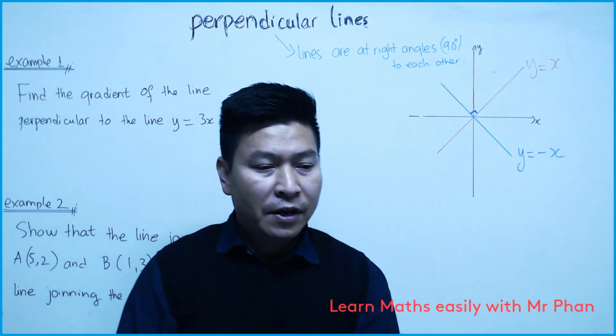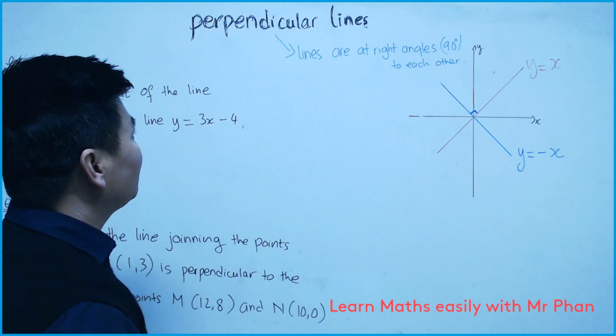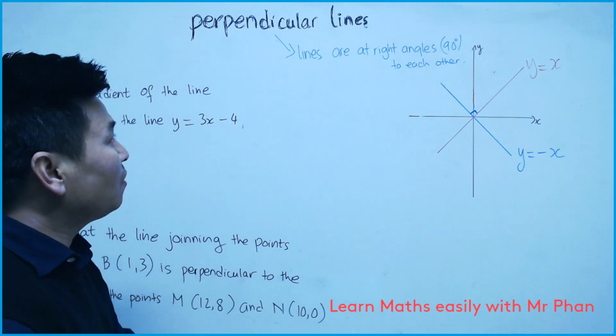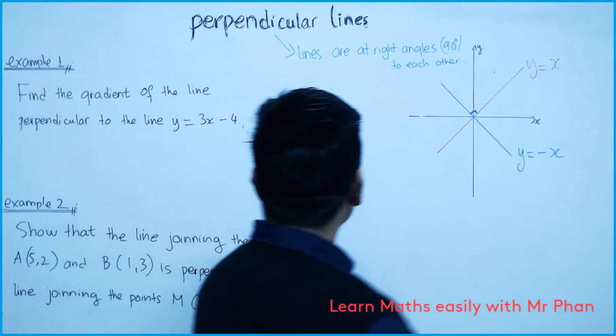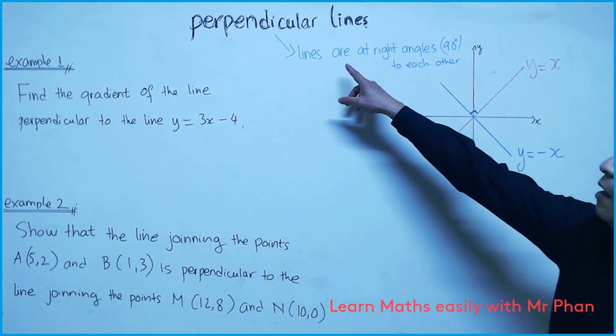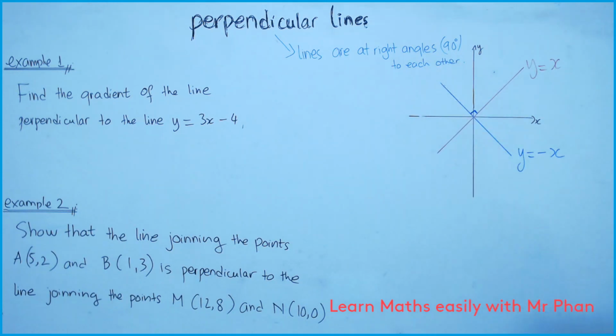Hi, today we're going to learn about perpendicular lines, to determine when two lines are perpendicular. First of all, you know that perpendicular lines are lines at right angles, 90 degrees to each other. So look at the example here drawn for you already.